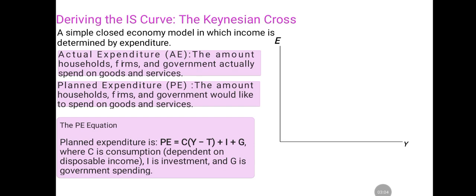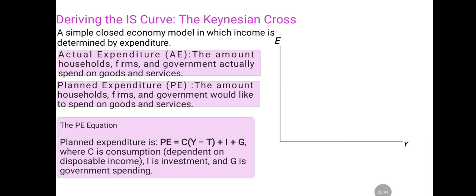The Keynesian effect was presented by Keynes. In this effect, Keynes derived the IS curve and the LM curve. To derive the IS curve, he gave the concept of the Keynesian cross. According to the Keynesian cross, income is determined by the expenditures. There are two kinds of expenditures: actual expenditures and planned expenditures.